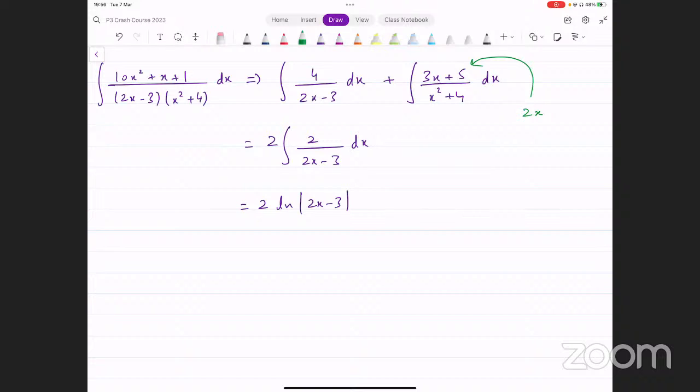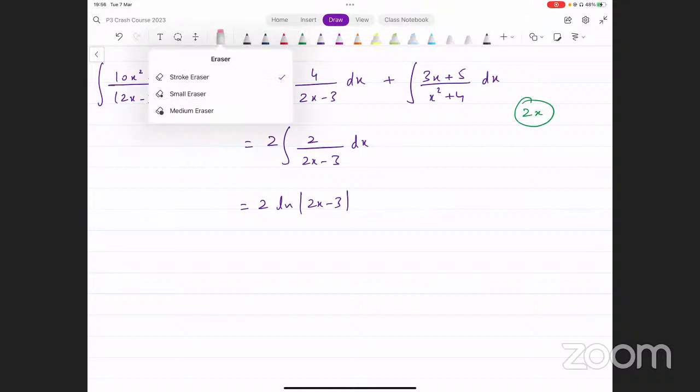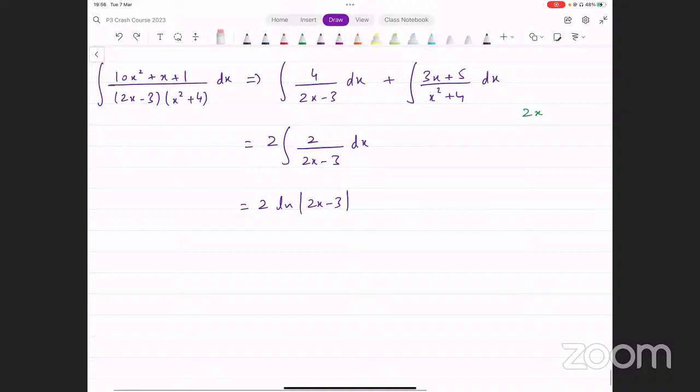Well, it doesn't work. So we can't multiply or divide anything by 3x plus 5 to get 2x. It doesn't work because we also have a plus 5 there. So the log rule is not going to work here.